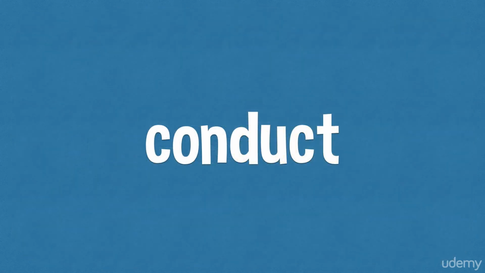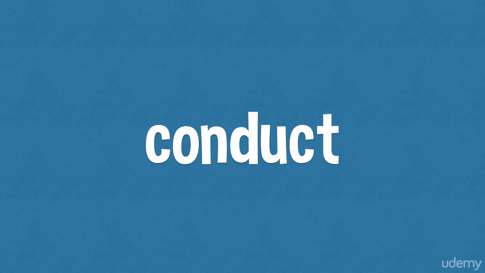Our next word is conduct. Now this word has lots of different meanings. So for example, a conductor in an orchestra conducts the orchestra. A researcher carries out or conducts research. You can also have a code of conduct, which is like a set of rules. There you're using the noun.